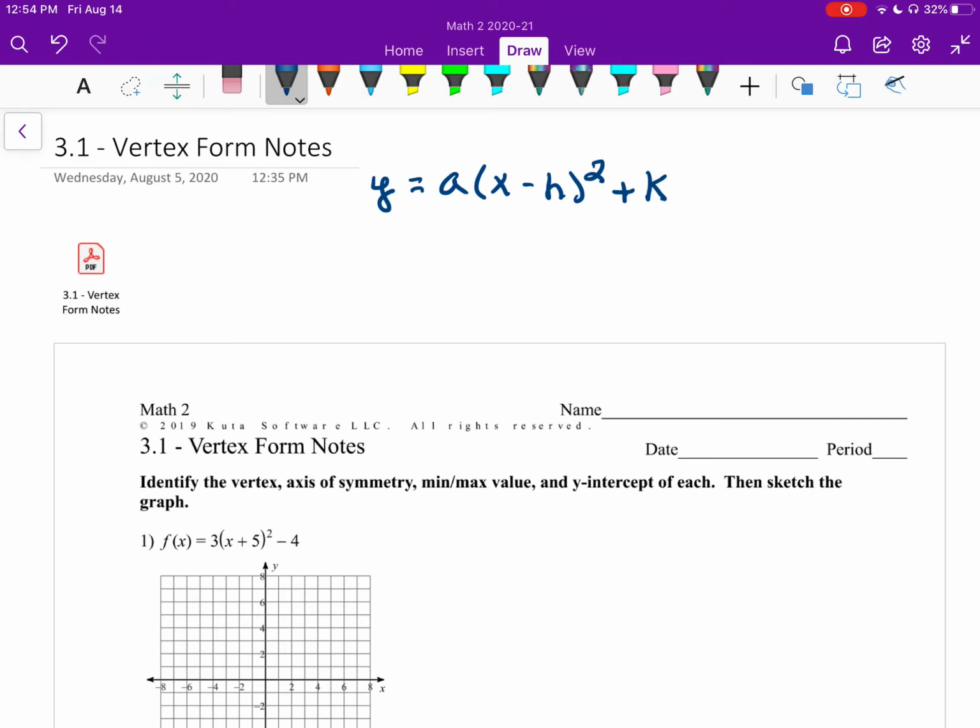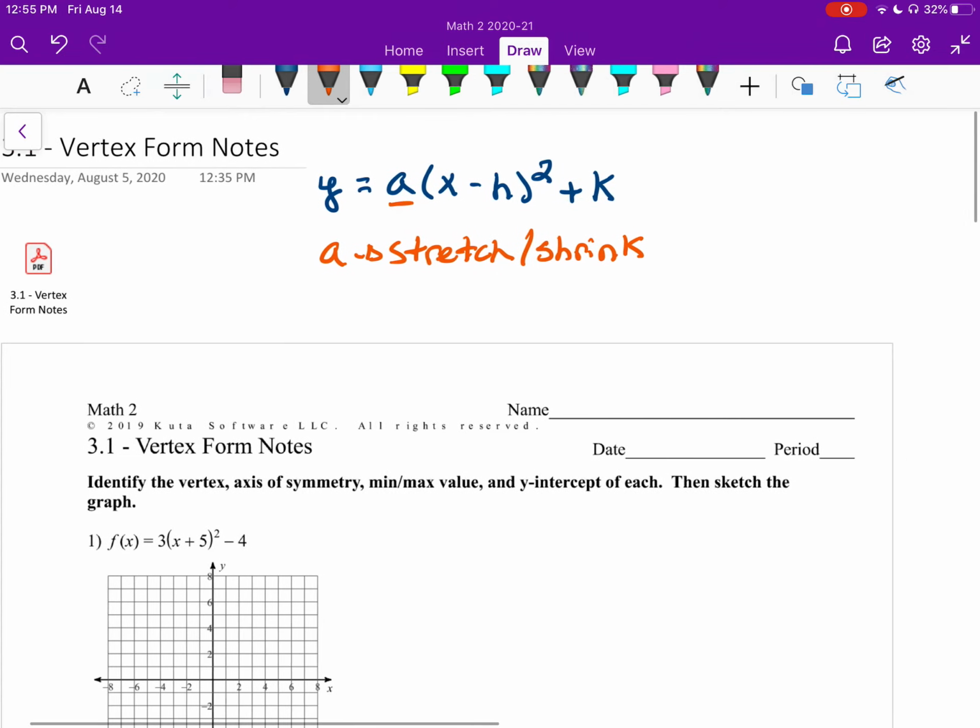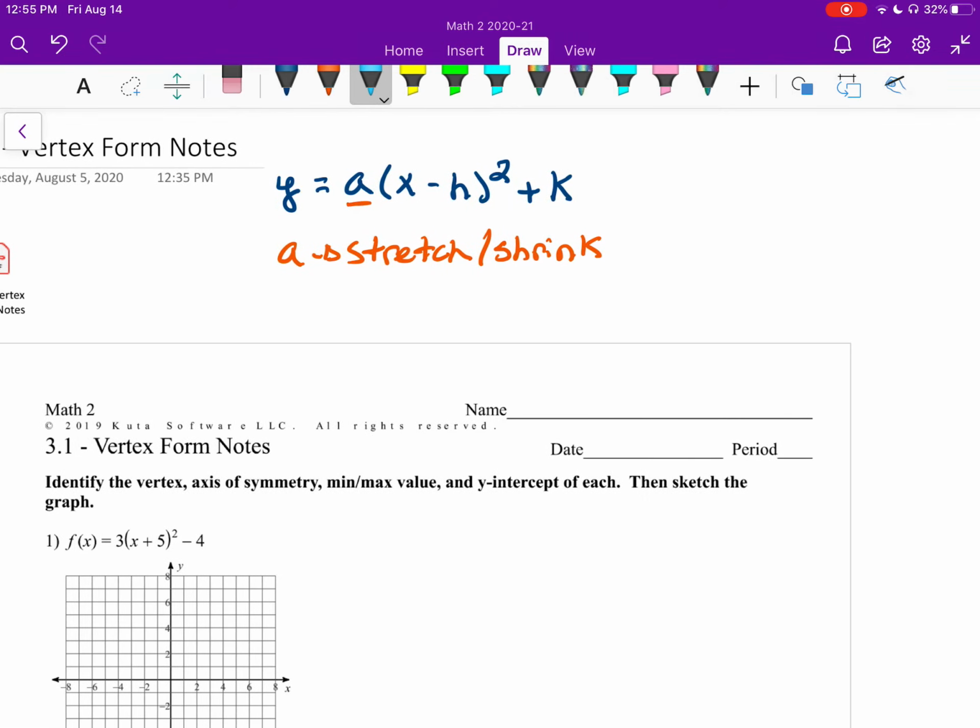Okay, a is stretch or shrink. Let me see if I can spell that right. A tells you if it stretches or shrinks. That's supposed to be a little arrow, but that didn't come out very nice. Stretch or shrink. Okay, and then we have h and k. Our vertex is going to be (h, k).